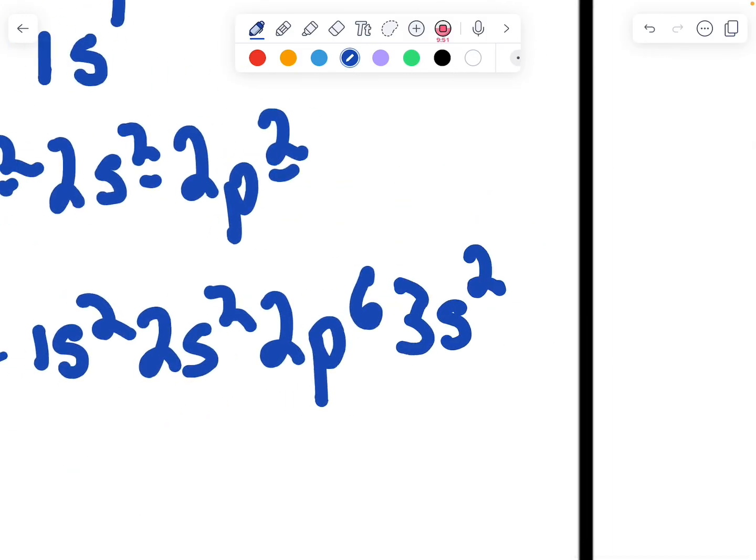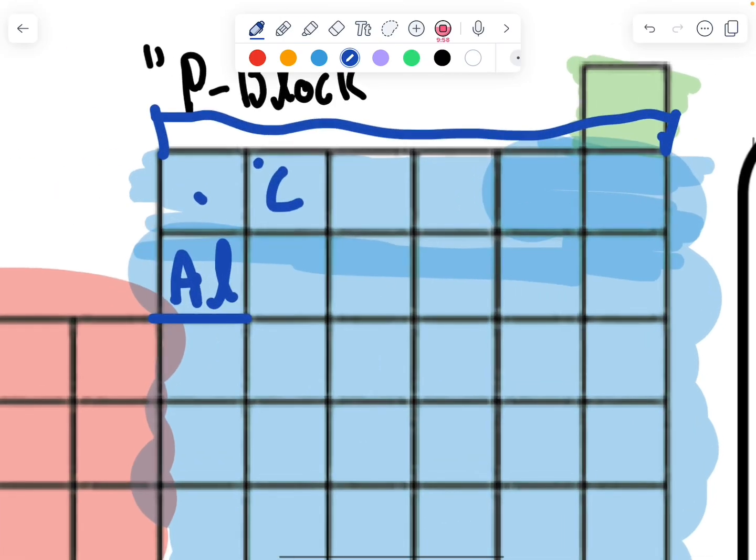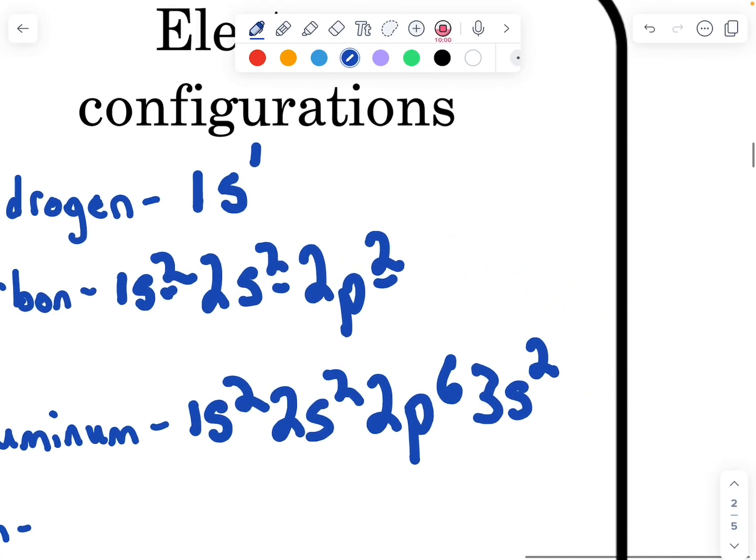And this is the start of the P block, and that's where our element is. And so we know that we are going to have 1 electron in our P block, and so we're going to have 3p1.